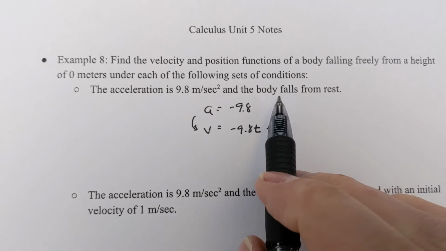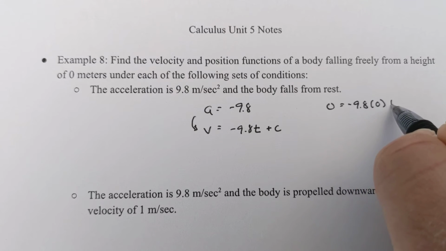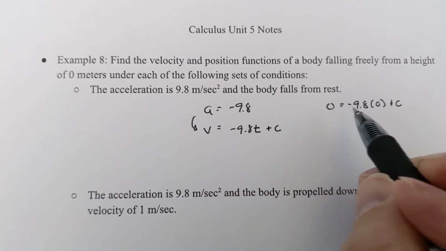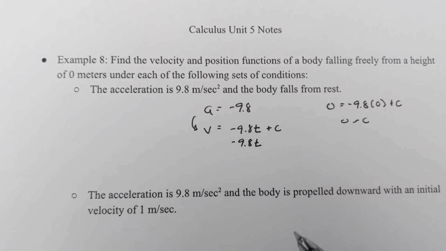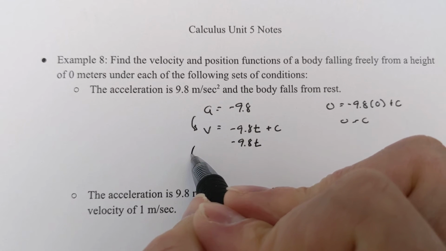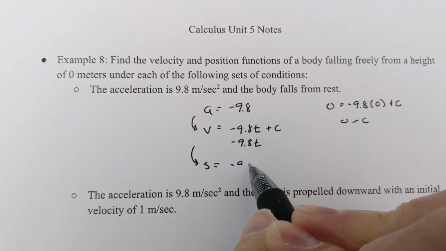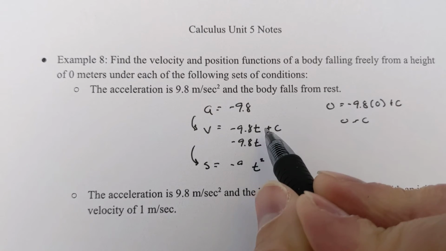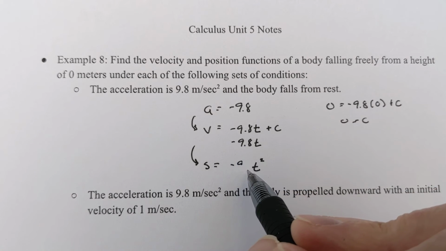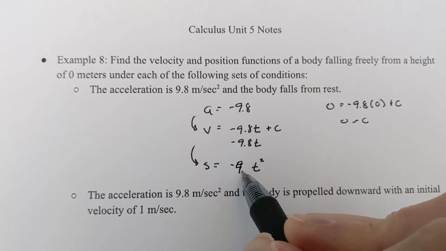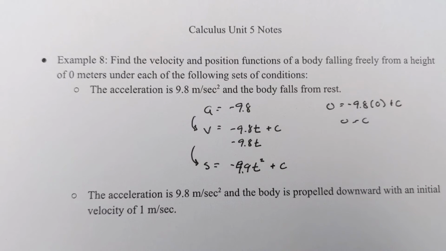I do know the body falls from rest, so 0 is equal to negative 9.8 times 0 plus c. When time is 0, the thing isn't moving, so c is 0. My velocity equation is just negative 9.8 t. Then to get the position equation, that's the antiderivative again. This negative 9.8 becomes a t squared. Count up. Now the coefficient isn't negative 9.8 anymore, because when this 2 comes out front, there has to be a 4.9 out front. And this is plus some constant, c again.